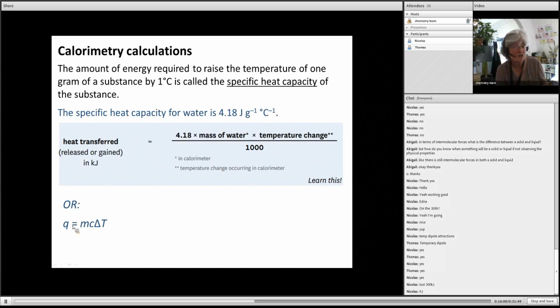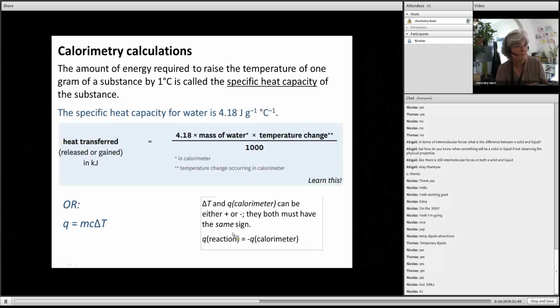So another way the equation could be given is Q for heat is equal to mc delta T. So m is the mass, c is the specific heat capacity, and delta T is the temperature change. Okay, and as I said, if your temperature change is positive, then your calorimeter is going to have a positive increase in energy, so this will be positive. And if my calorimeter increases and gets hotter, and so it has a positive energy, then remember the reaction has lost that energy.